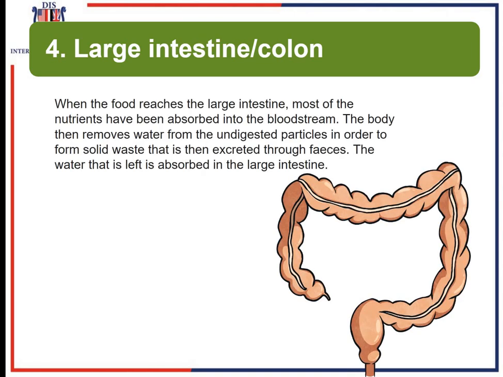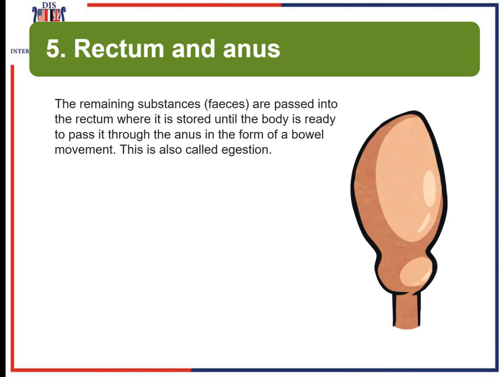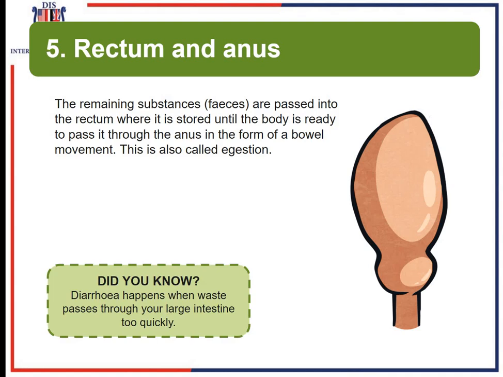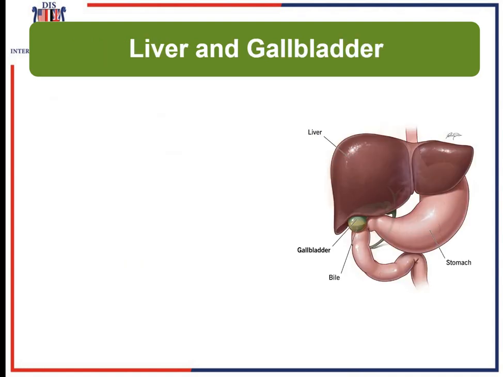Then the food will reach the large intestine or the colon. The water here is removed, so the absorption of water will occur in the large intestine. The waste products will move to the rectum. The feces, the solid waste, will be stored in the rectum, and then it will be released through the anus. This is called egestion. We have also the liver and the gallbladder.